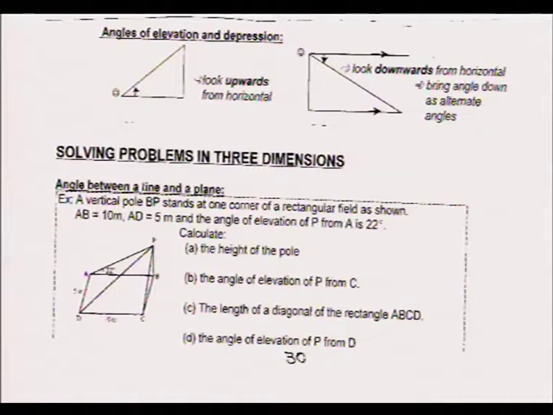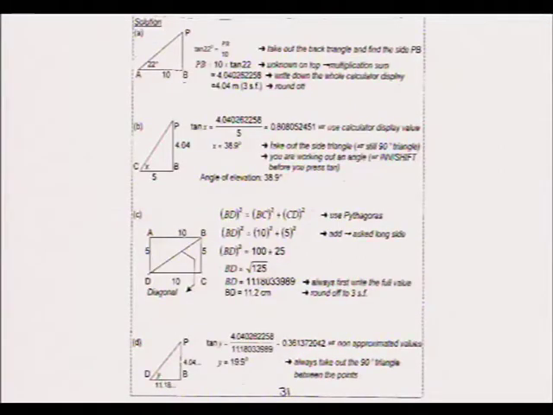Then you have angles of elevation and depression. If you look up, then it is from the horizontal, the elevation. When you look down, it is the depression. And then you see solving problems in 3 dimensions. The angle between a line and a plane. Look carefully at that example. There are some solutions of how you can find the different angles and the different sides.